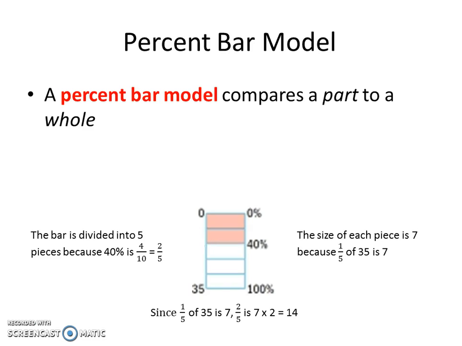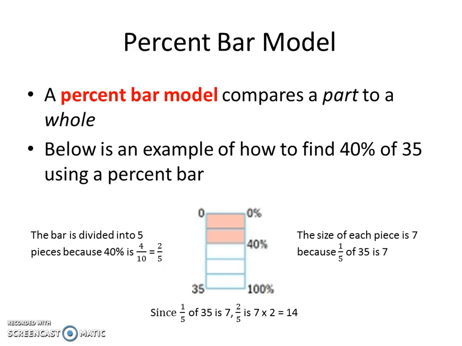So a percent bar model compares a part to a whole. Below is an example of how to find 40% of 35 using a percent bar. If we look at this percent bar, you notice that on the right side, it has 0%, 40%, and 100%. And then on the left side of the percent bar, it has 0 and 35. So 100% of 35 is 35. 0% of 35 will be 0.